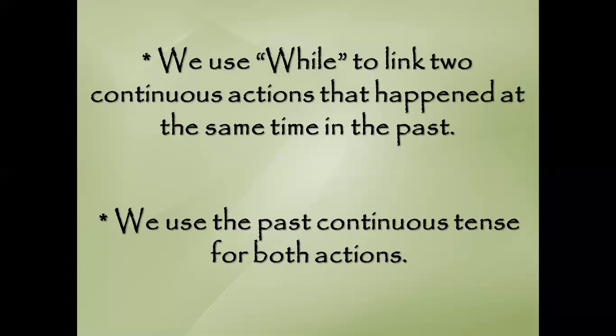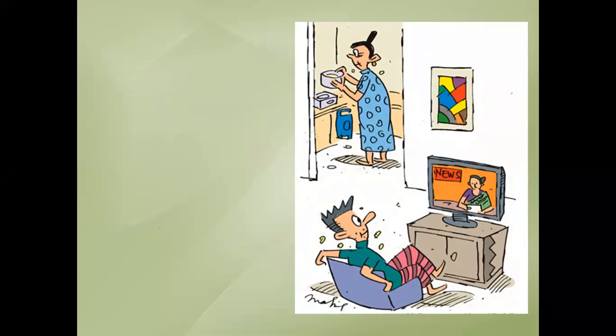In this case, we're going to link the two actions using while. And by the way, while can be used at the beginning of the sentence or in the middle. Look at this picture. Here is mom doing something in the kitchen, and here is dad doing something else in a different room.